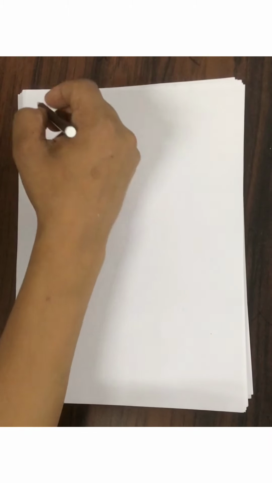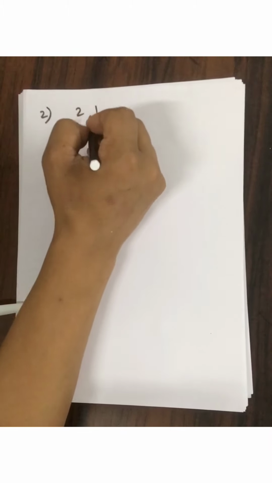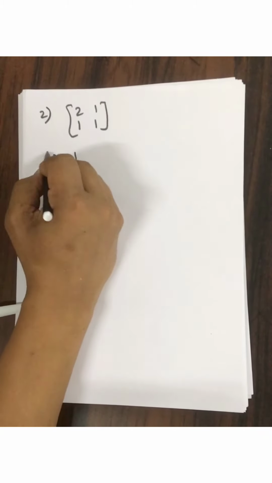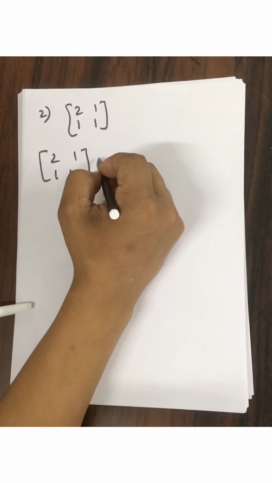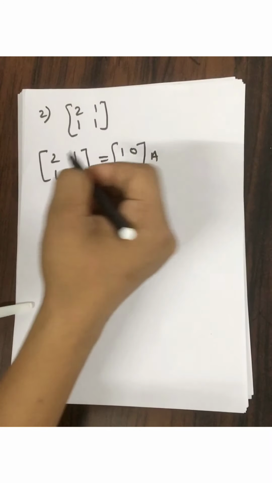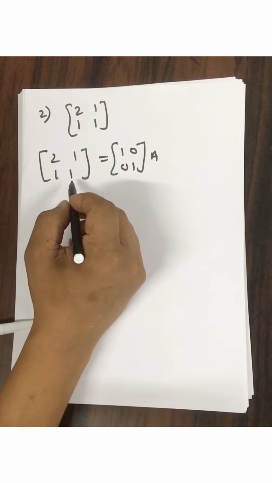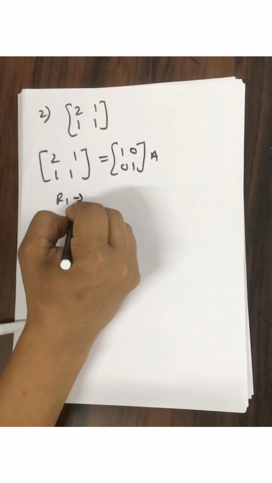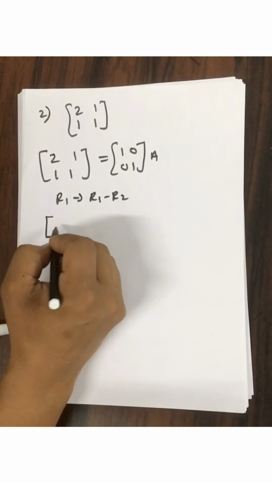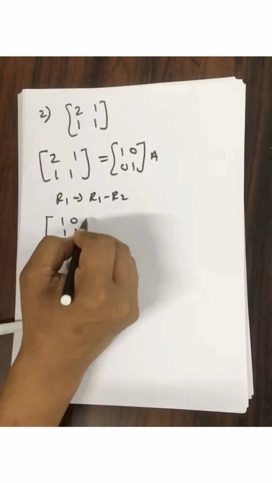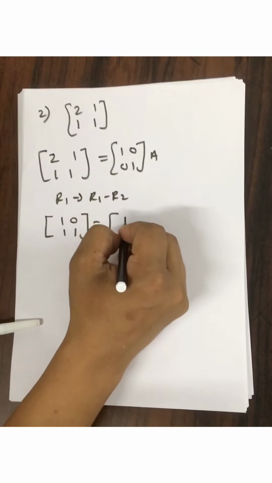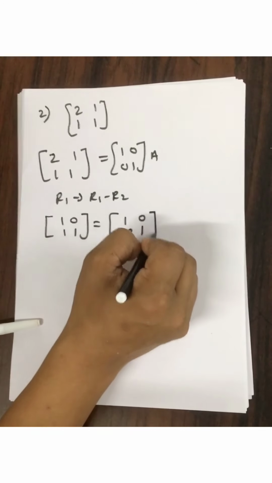The next question, this is the second question, 2 comma 1 and 1 comma 1. We'll write in the same pattern like we did. I'll be slightly faster because now you might be feeling a bit easier. 1 0 0 1 and over here A. So what we can do is the operation R1 minus R2, so that we get 1 over here. So this becomes 1 0 1 1. And this becomes R1, 1 minus 0 is 1, 0. This will be 0 1.